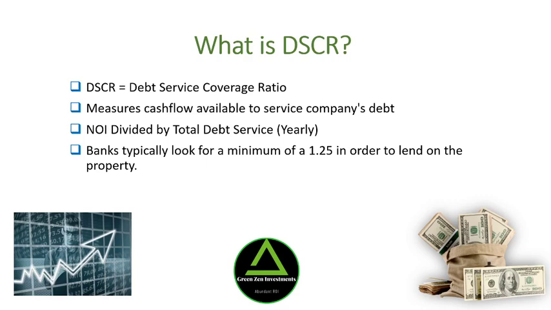Banks typically look for a minimum of 1.25 or higher in order to lend on the property, because at 125% your NOI can cover the debt service 1 time, plus 0.25 additional. So it gives them confidence that they can lend on this property.